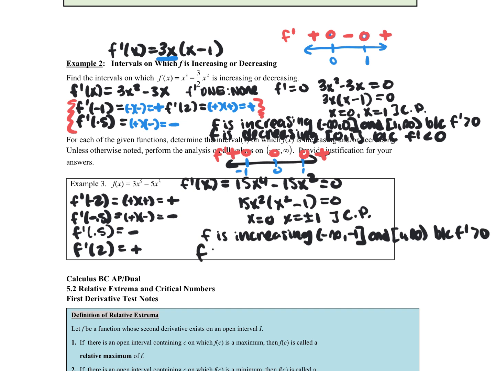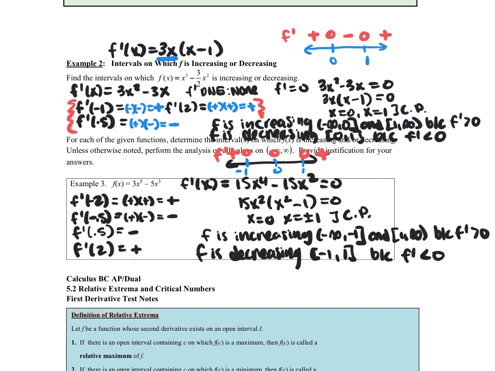And then f is decreasing from negative 1 to 0, and from 0 to 1. So it's going to be all the way from negative 1 to 1. Just because it hits 0 doesn't mean it stops decreasing. The function's still defined at 0. So it's going to be like a little cubic kind of thing where it's decreasing. It'll level out to 0 and then continue decreasing. So it's still decreasing through 0.